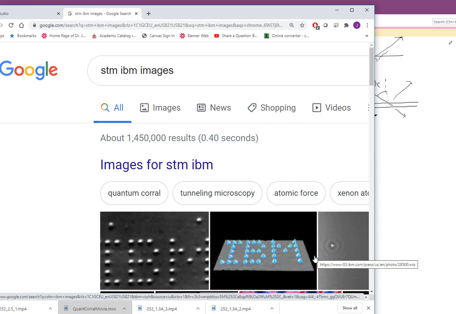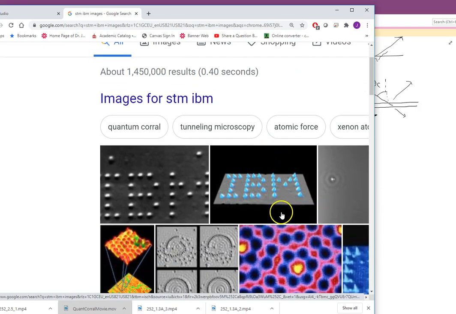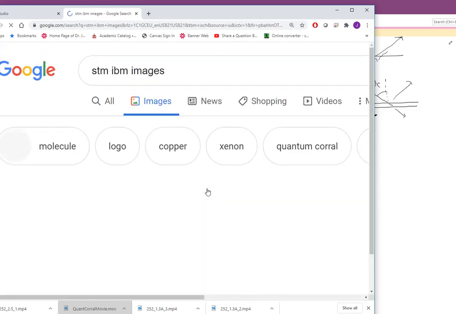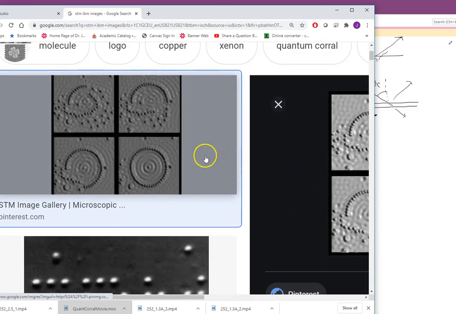Now the atoms have to be able to move pretty easily, so they have to be the right type of atoms on the right type of surface. But what they were able to do was move atoms to spell out different things, like IBM. You can see right there. Another cool thing that they were able to do was, in this picture, they're moving atoms around to make what's called a quantum corral. So they were able to move atoms around on a surface to make this corral.